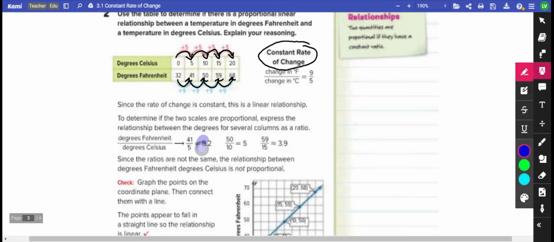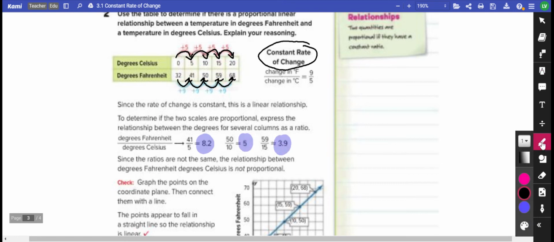As you reduce them down, 8 and 2 tenths, 5, and 3 and 9 tenths do not equal the same thing. So it does have a constant rate of change. However, it does not have the same ratios. So this means it is not proportional. In order for it to be proportional, it must have the same ratios.